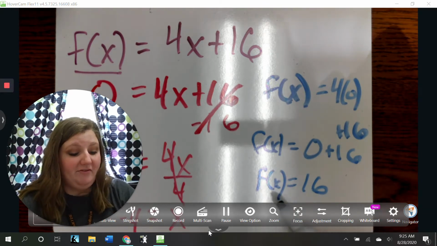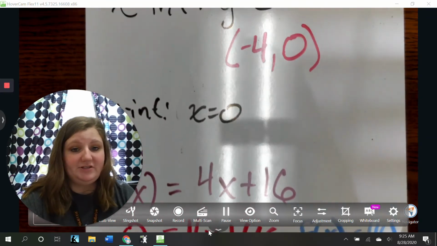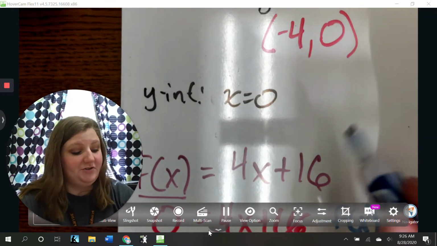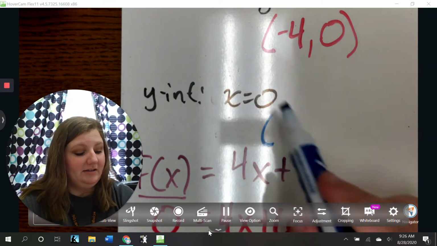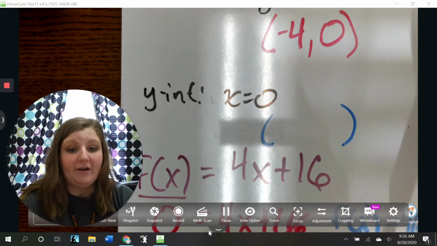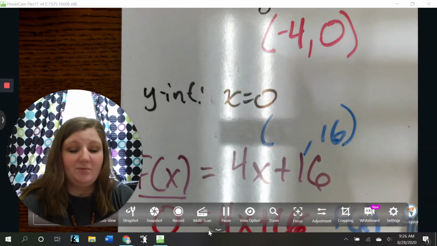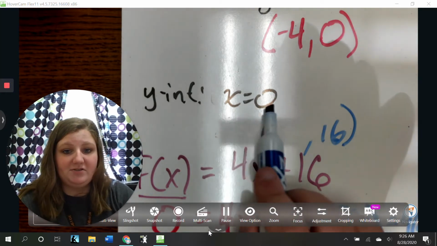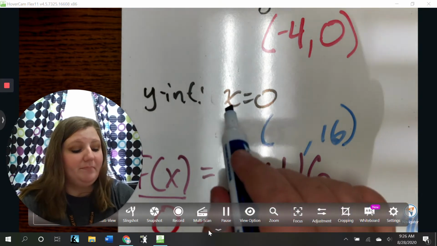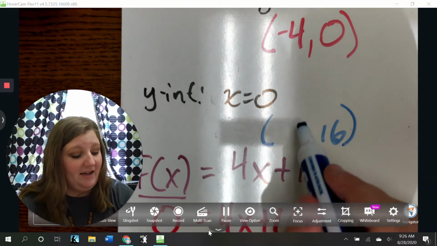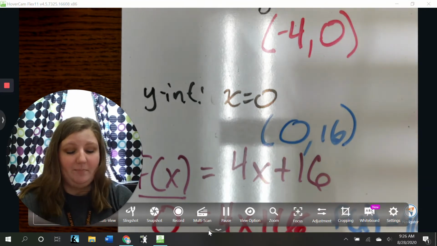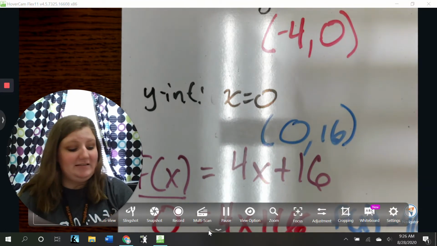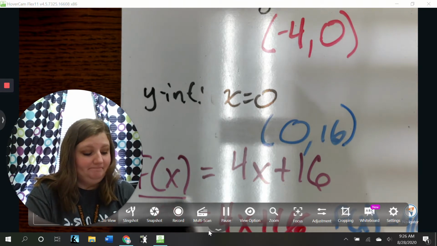And remember, f of x is the same as y. So when we come up here for our y-intercept, our y-coordinate is 16 because that's what we found f of x was equal to. And then our x-coordinate comes from this right here. We plugged in 0 for x to find that value. So in our ordered pair, we plug in a 0. So that's x and y intercepts.